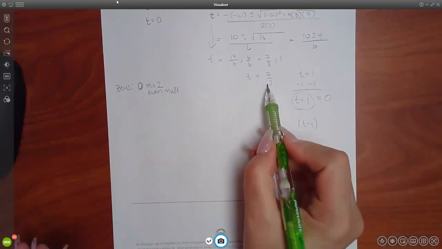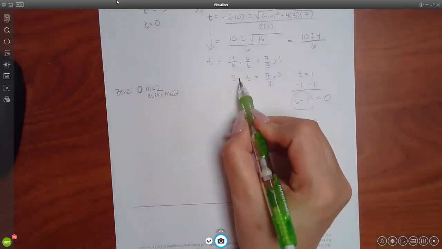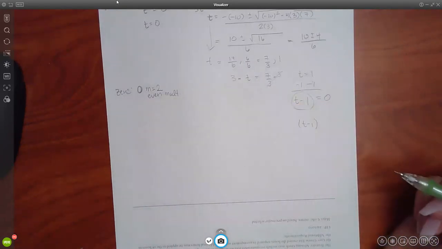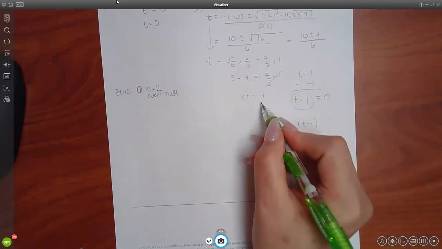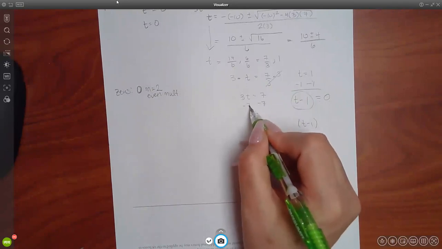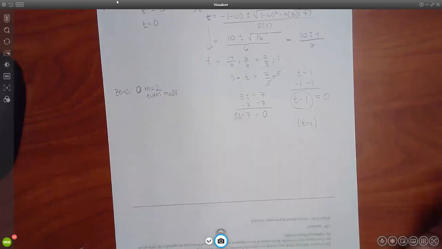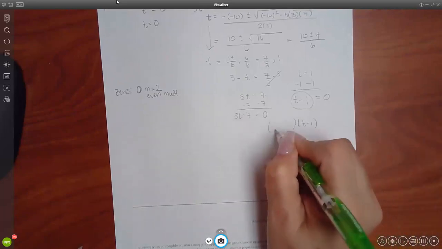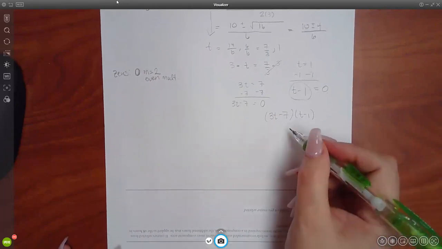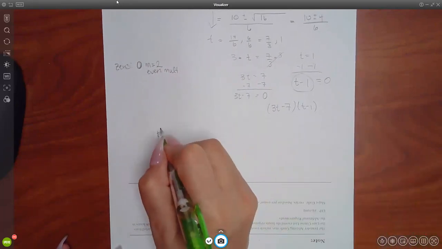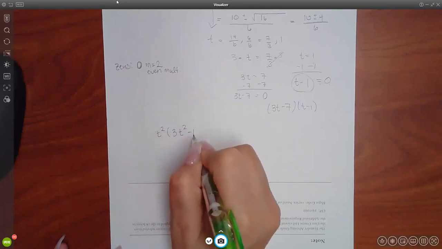What about this one? This one's a little bit more complicated. You actually have to get rid of the fraction first. We learned that in our fraction section. Must get rid of the fractions. So we have 3t equal to 7, but I want a 0. So I'm going to minus 7. So I get that 0, but now I have 3t minus 7, don't I? That's the other factor, 3t minus 7. Okay. So if I was looking at that function from the very beginning, it was like this, wasn't it?